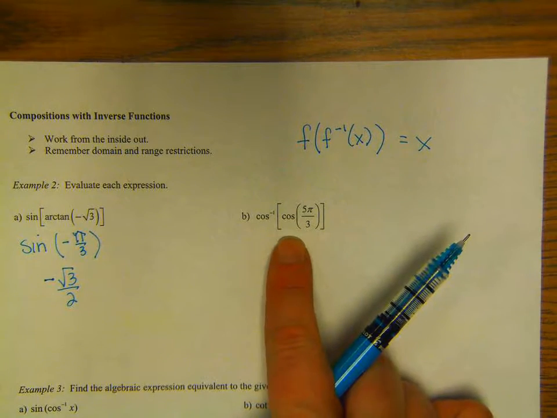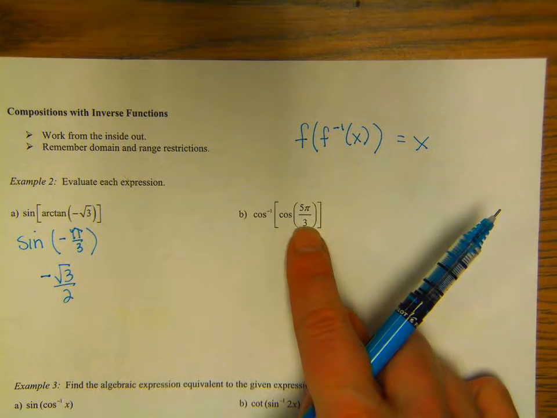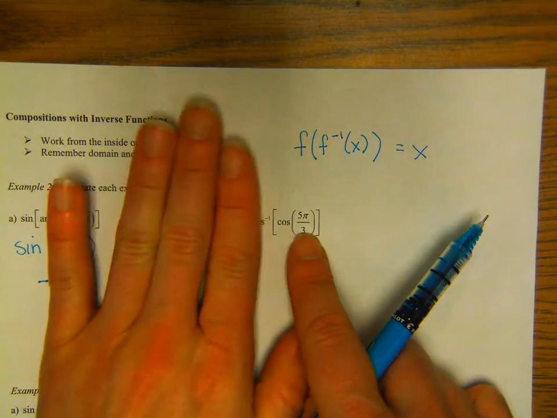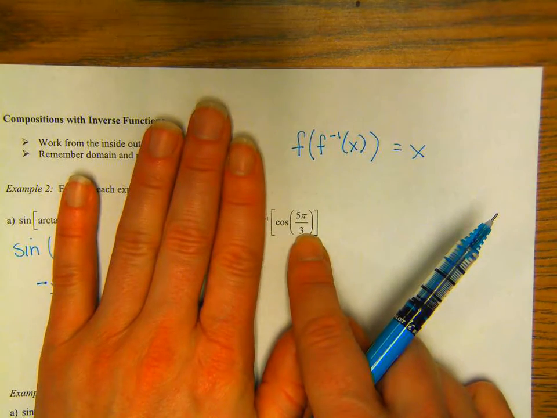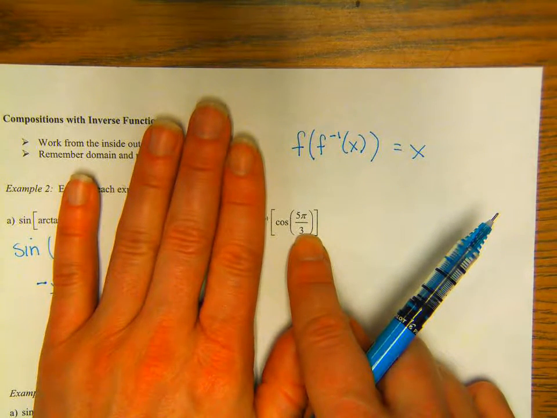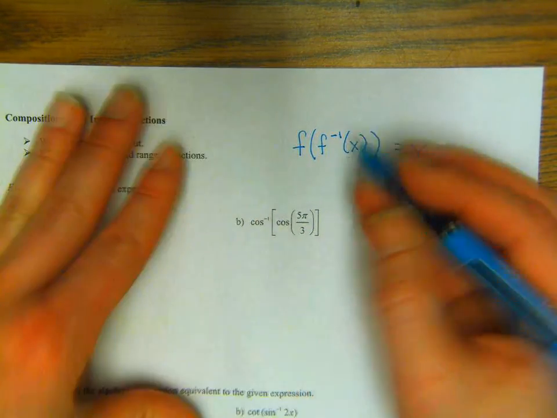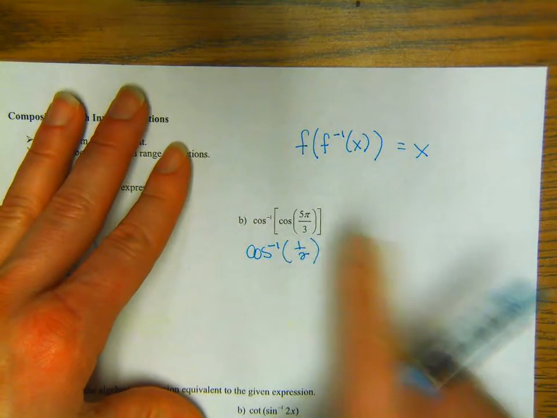Okay. So, this is where, because of the restriction, remember how arc cosine only has a range of 0 to π? Do you see how 5π/3 is outside of that? So what ends up happening here is we're going to do the cosine of 5π/3. On the unit circle, 5π/3 is in quadrant 4. What's the cosine there? 1/2, very nice. The cosine inverse of 1/2.